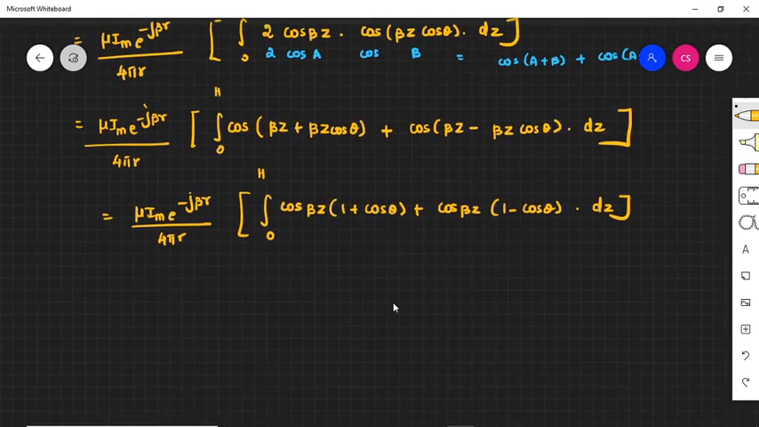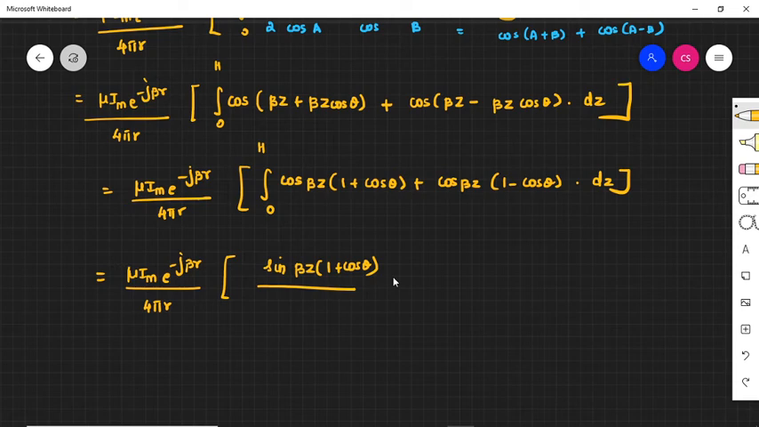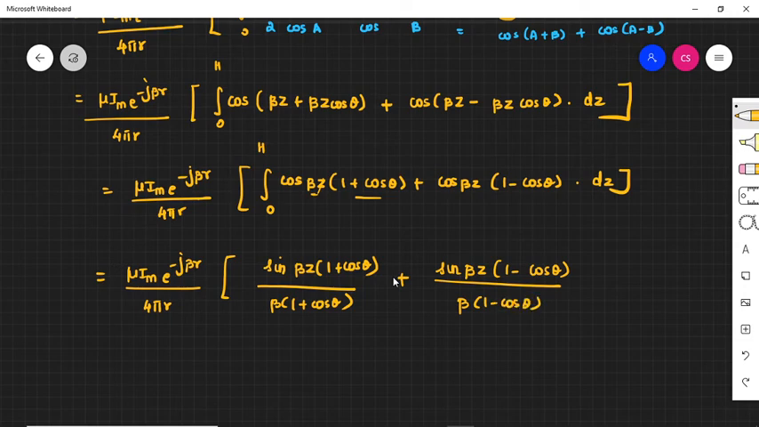So integration of cos theta is sin theta divided by the corresponding theta value. So this is going to be mu Im e power minus j beta r divided by 4 pi r. So this becomes sin of beta z into 1 plus cos theta. This is integration with respect to z, so the remaining angles will be beta into 1 plus cos theta. Similarly, the second term becomes sin beta z into 1 minus cos theta divided by beta into 1 minus cos theta. The limit is from 0 to h.